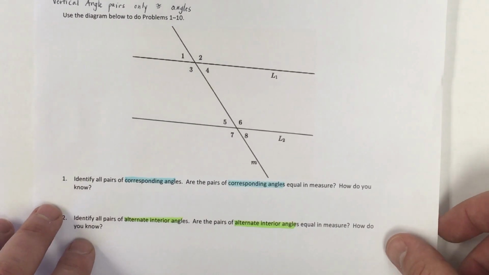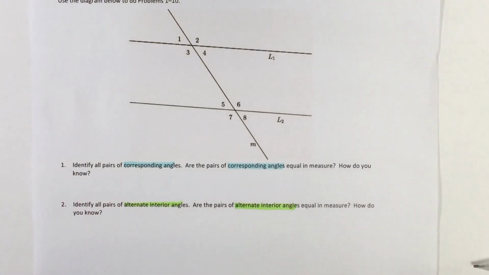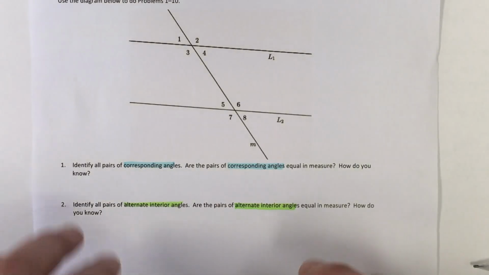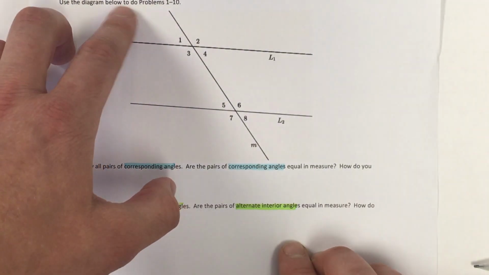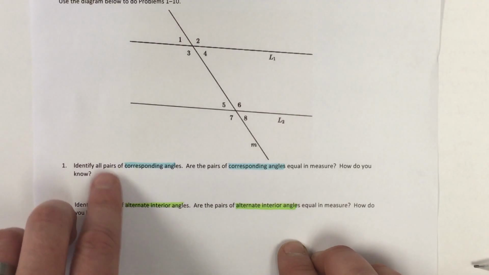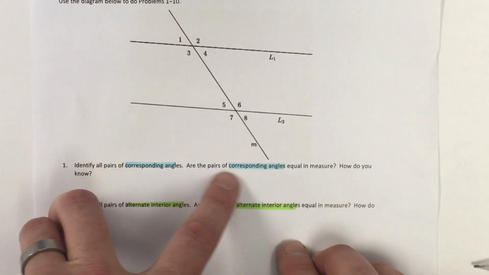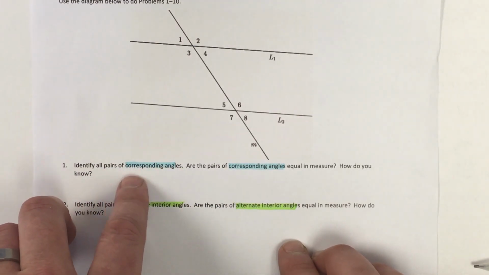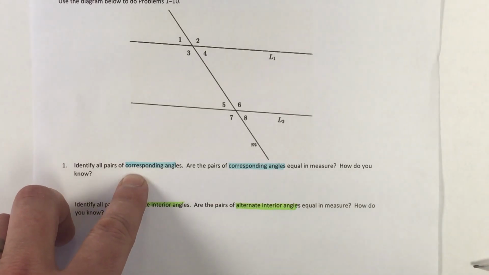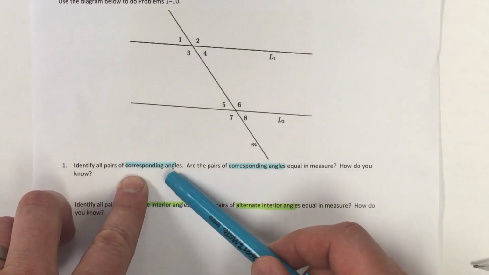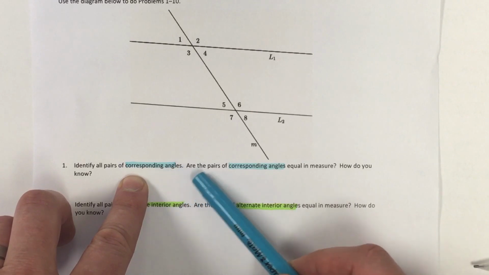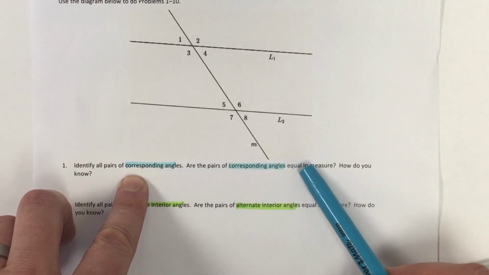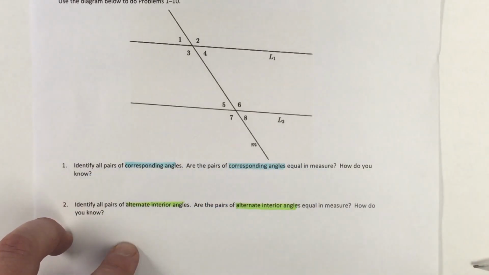So today we're going to use these ideas and concepts to continue the discussion that you guys have had in the readers and the recent homeworks. And right now it says use the diagram below to help you with problems 1 through 10. I went through and I highlighted corresponding angles because I knew that was a vocabulary word. And it says identify all pairs of corresponding angles. Are the angles equal in measure? How do you know?